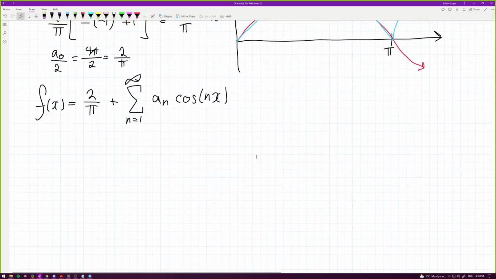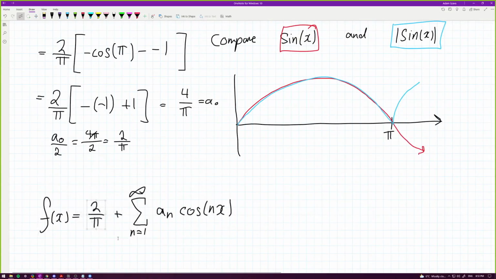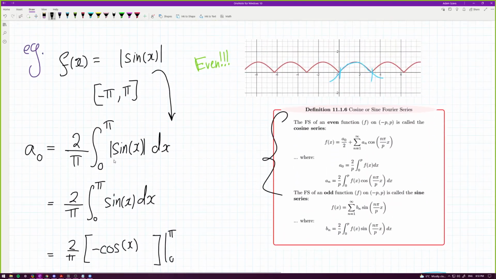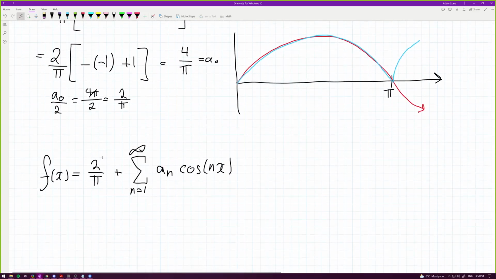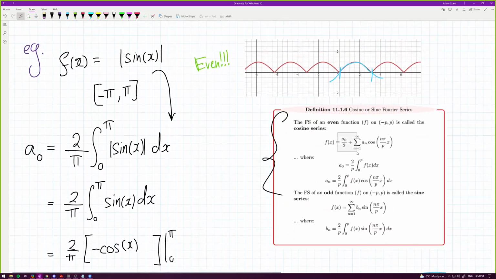Now we've got to find an. I just wrote that so that you can see that even though I got 4 over pi, the actual number that's going to go here is 2 over pi. That might be a confusing way of doing it. For some people, you might want to just immediately divide by 2 here, and write that as 2 on the bottom. But I think it makes the formulas more relatively the same if you just divide by 2 after. Just remember to do that. Remember that's a naught over 2. That's our first term.